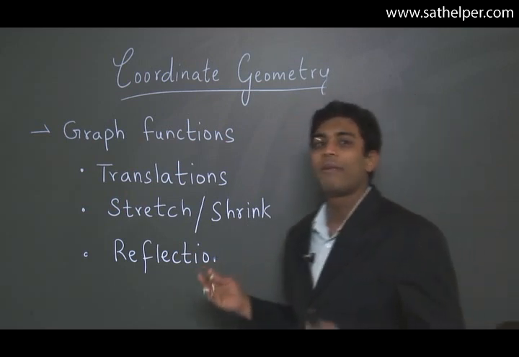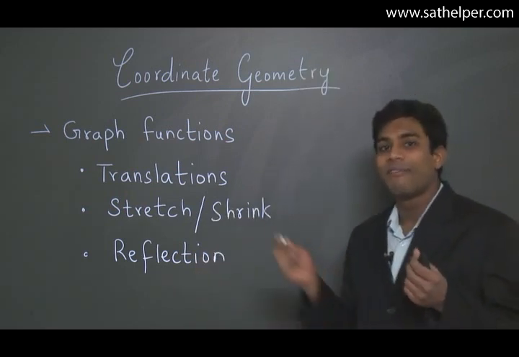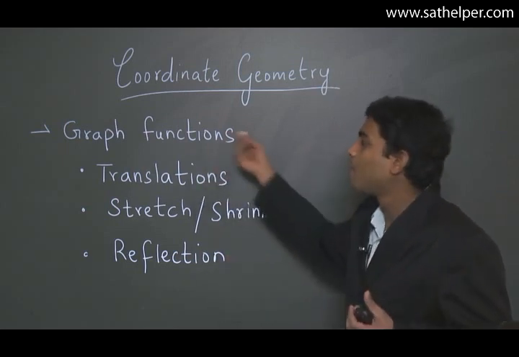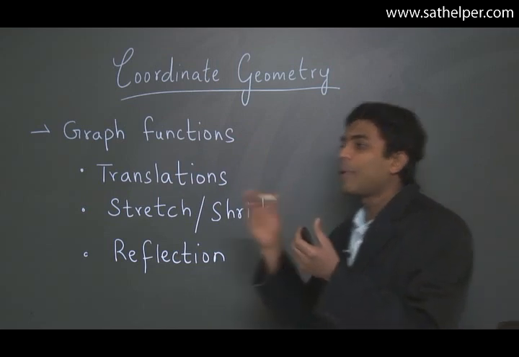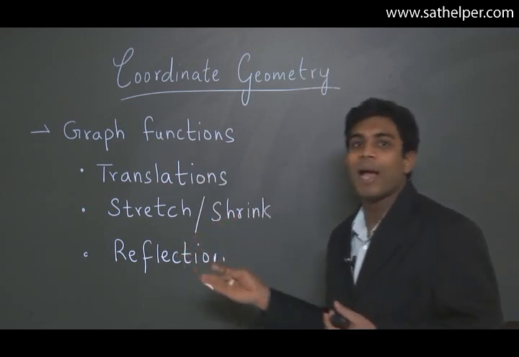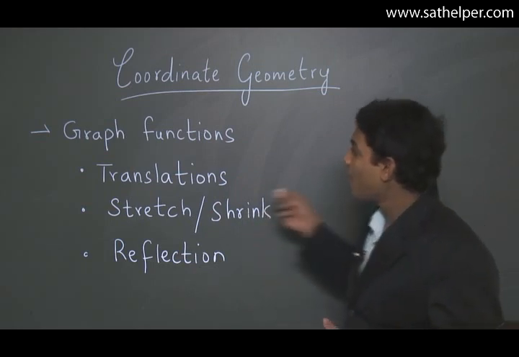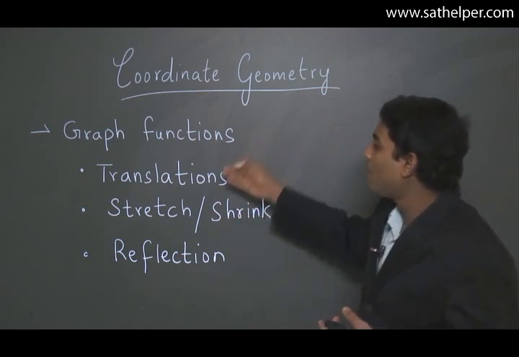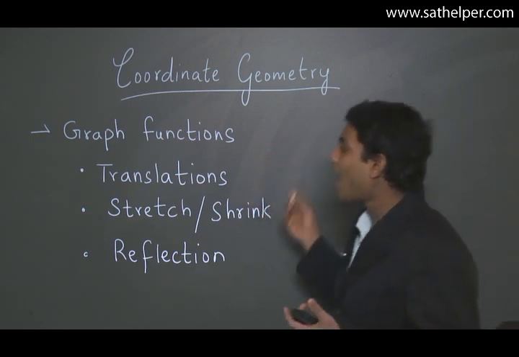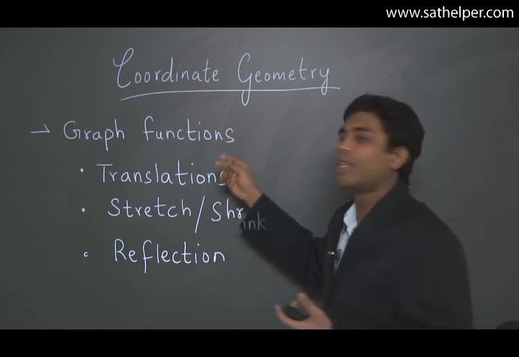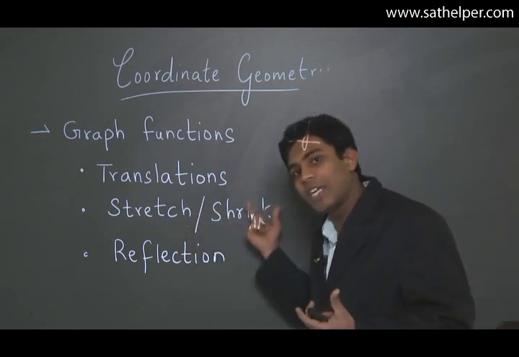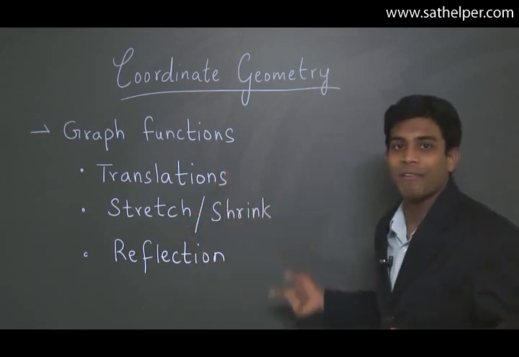In coordinate geometry, we aim to represent different mathematical objects, different geometrical objects, using simple functions. We would express the mathematical object in terms of a function and, if needed, graph it back on graph paper. So today we'll be looking at how to graph simple transformations of functions. For example, if we add something to a function, how would that change the graph of the function? If you multiply a function, how would that change the function? And similar other transformations.